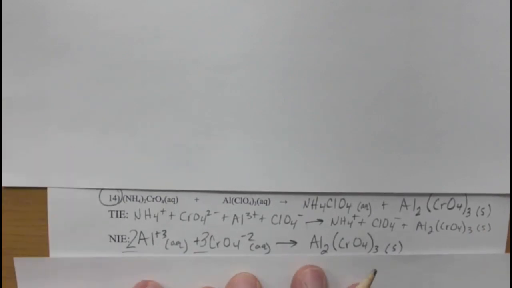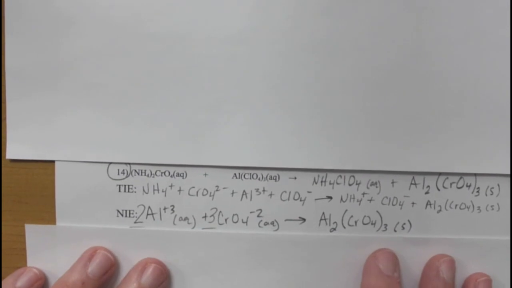And then the next one you had to do was number 14. And number 14 looks like this. When we predicted our products, we have ammonium perchlorate and aluminum chromate, which is a solid, so our reaction happens. Our final answer would be 2 aluminum plus 3s, aqueous, plus 3 chromate. We have our minus 2, aqueous. Produces Al2(CrO4)3, and that's a solid. And I think that was the last one that you had to do.